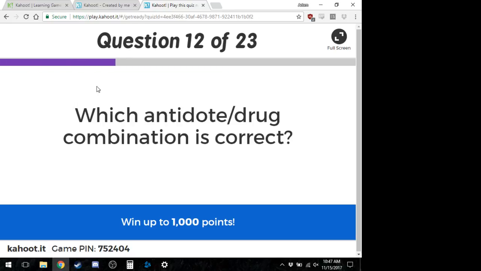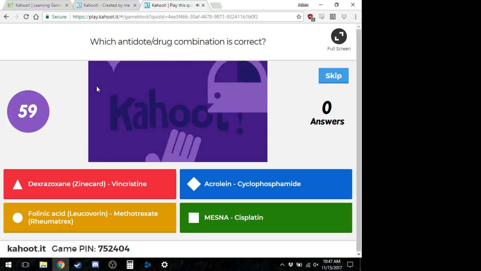Okay, which antidote drug combination is correct? We had that question already, didn't we? We'll have it again with chemo.